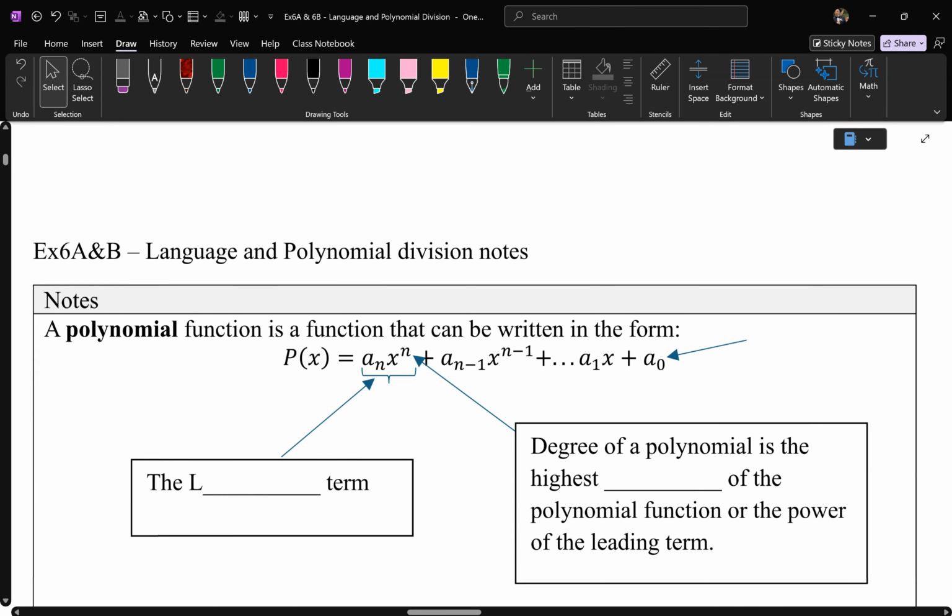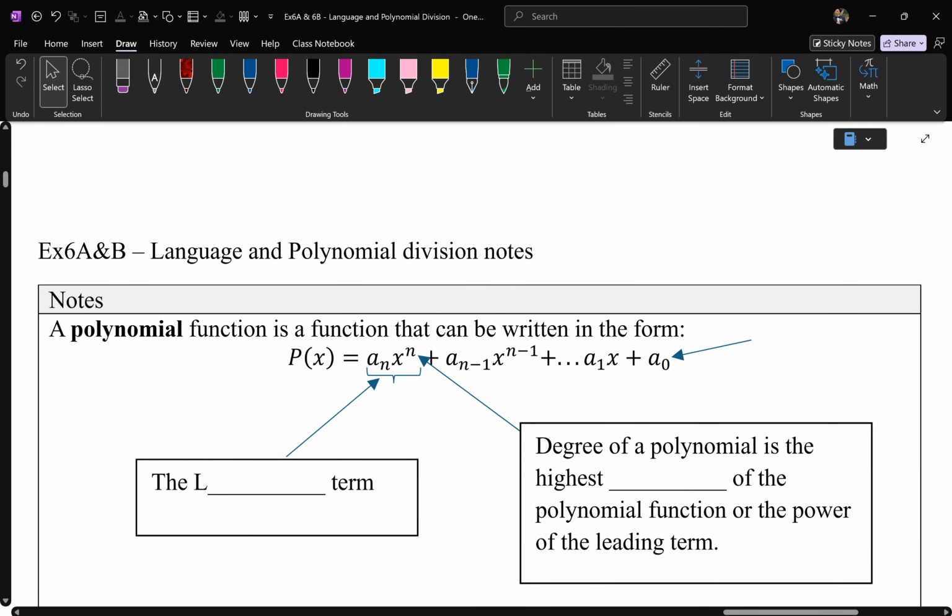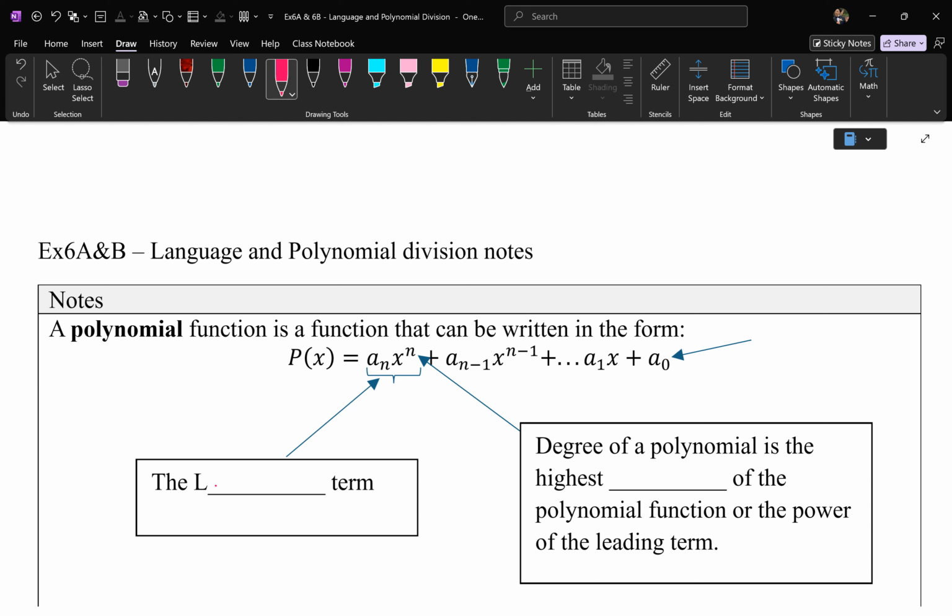Now, I've got a couple arrows here for some key words or terminologies that I want you to fill in. The first one that you see here is called the leading term. So if they tell you the leading term is, what they're trying to tell you is the very first term of your polynomial. Polynomial just means the function where it's x to the power of something. It could be x to the power 2, x to the power 3, x to the power 4, x to the power whatever it is. That's called a polynomial.